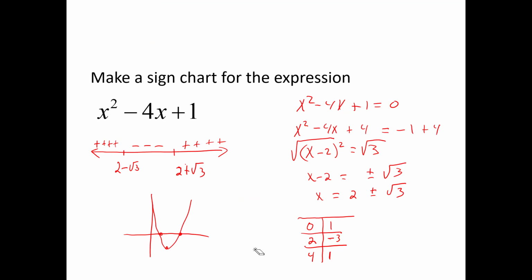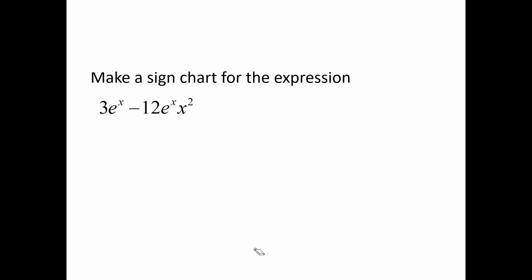Okay, so let's move on to the next one. Probably didn't see anything like this in pre-calc. Maybe you did, maybe you didn't. But again, don't panic. Make a sign chart for the expression. What you need to do is factor.